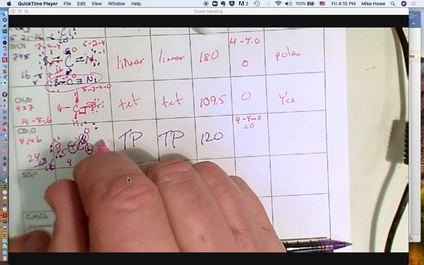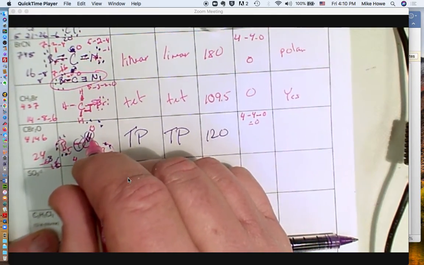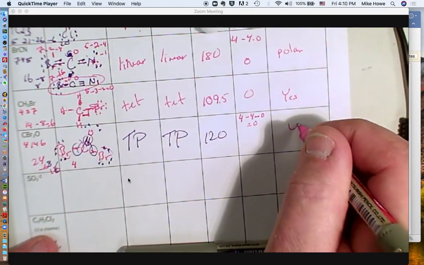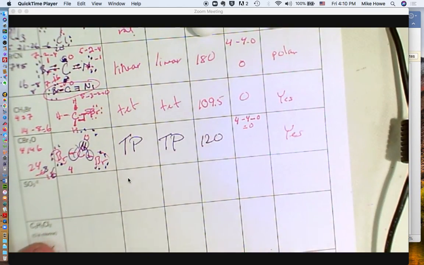Is it polar? Well, are these the same element all the way around? No, you got an O out here. So that means the molecule is polar, it'll have a dipole moment.